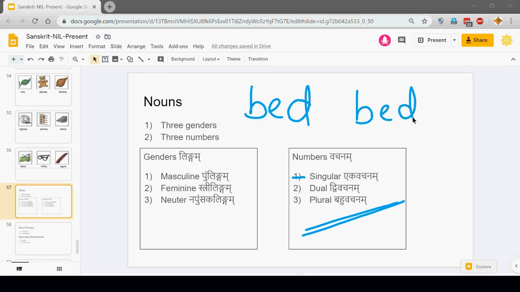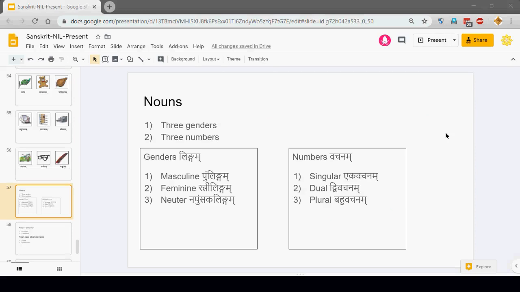We just add s to it. Most of the time we add s in the English language. Beds, right? Bed is one bed. Beds means more than one bed. So there are only two numbers in English language, singular and plural. But in Sanskrit there are three numbers. This is another special feature, this property of the Sanskrit language, that there are three numbers.